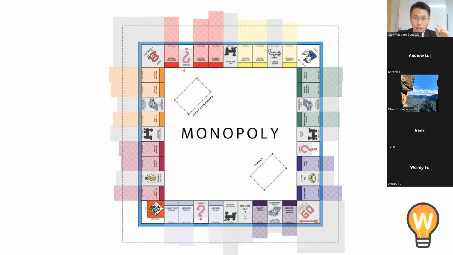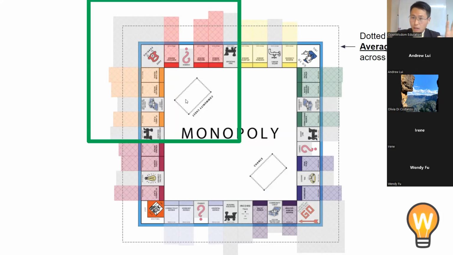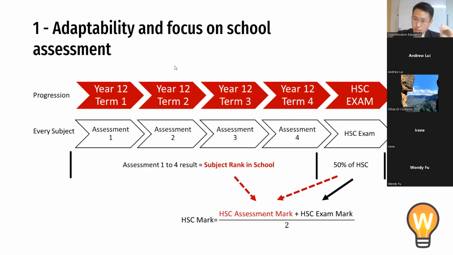So what do you see? You see that properties colored in orange and red have the greatest chance of being landed upon. What this means is that the optimum strategy to play Monopoly is not completely randomized. You should probably, once you land on an orange or red property, purchase it. So a game like Monopoly, which seems completely up to chance, you can see some form of pattern. The same can be applied to the HSC.